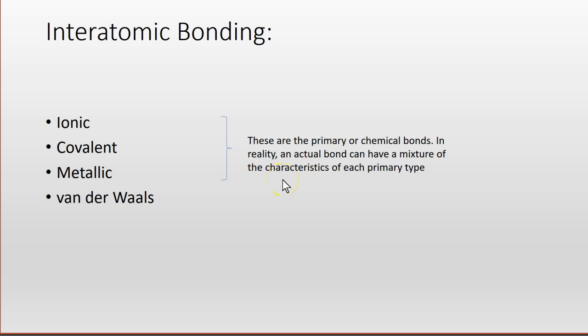Bonding between atoms can be classified into 4 main types. An understanding of the type of bonding between the elements in a material can allow us to predict some of the properties of that material. The key types of interatomic bonding are ionic, covalent, metallic, and van der Waals.